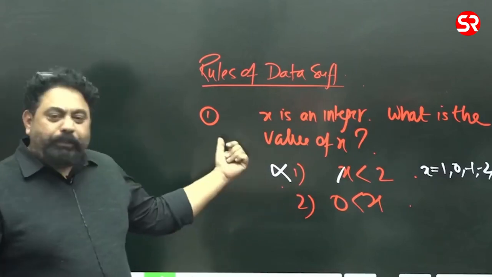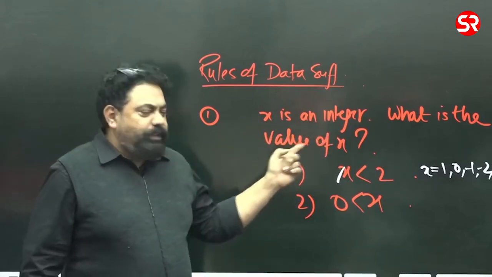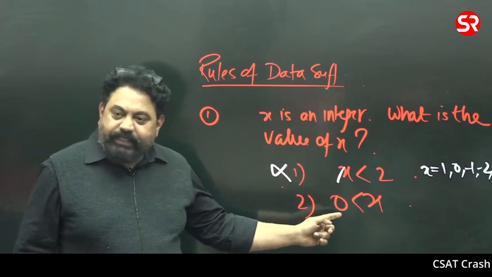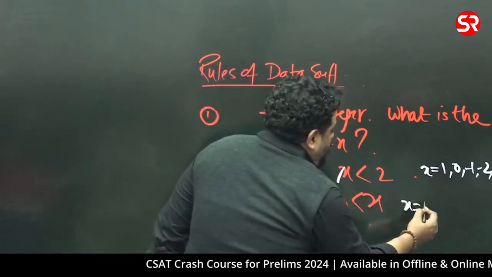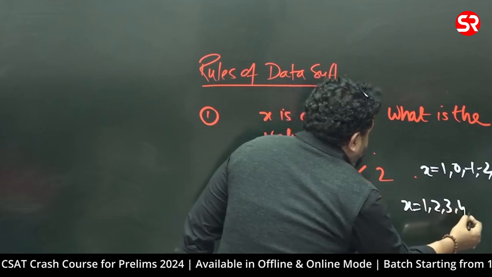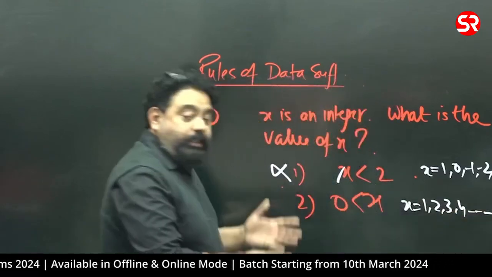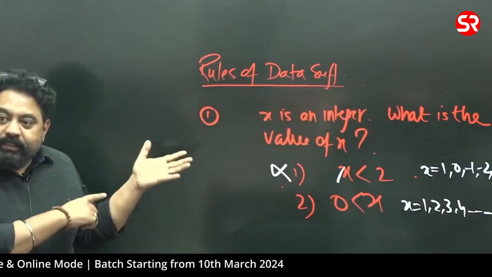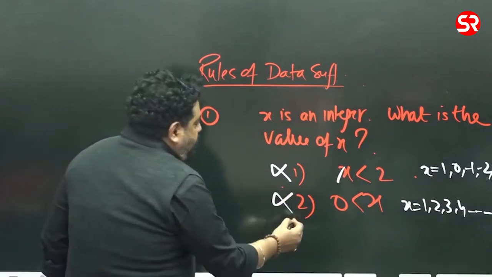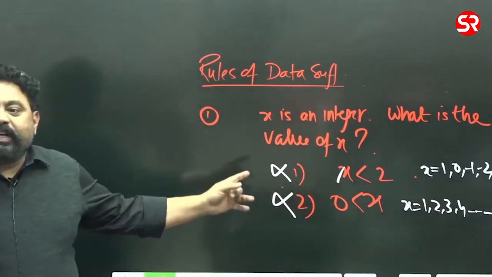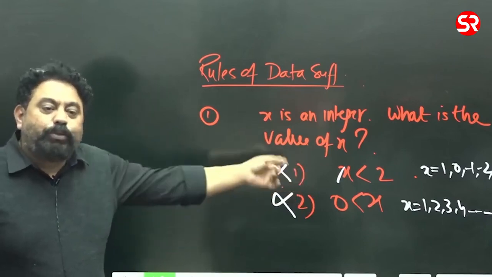Then again question पढ़ो. देखो, x is an integer. What is the value of x? X is greater than 0, which means now x can be equal to 1, 2, 3, 4, infinity. Sir, this is not an exact answer, it is range of answers. Statement 2 does not give you answer, which means now your answer cannot be 1, cannot be 2.